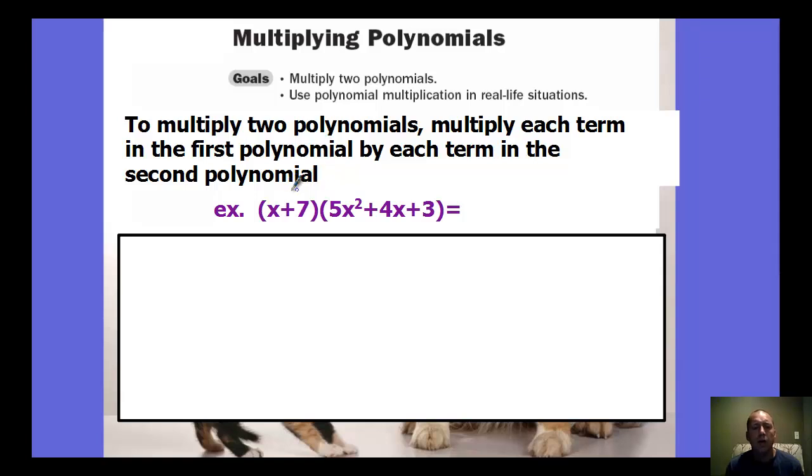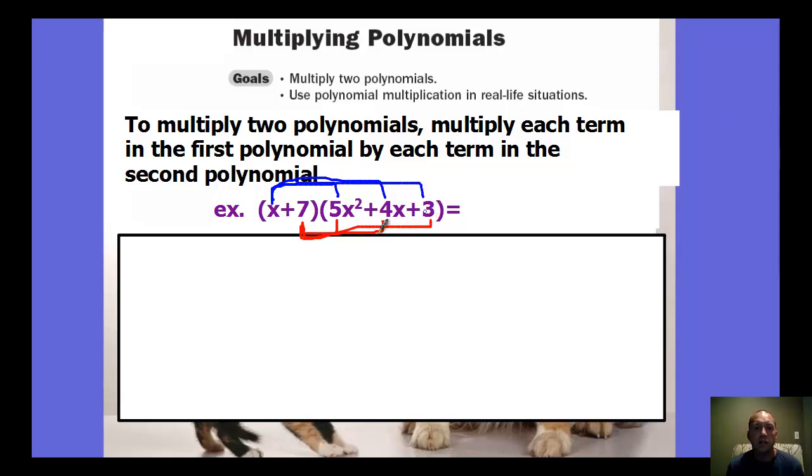So we're multiplying polynomials. Now we're changing operations. When you multiply, it's like the distributive property, but you're distributing more than one term. So we're distributing this first term to everything in the second polynomial. And then we do that again for the 7. We distribute the 7 through the entire second polynomial. And you multiply every term together, and then we combine like terms.